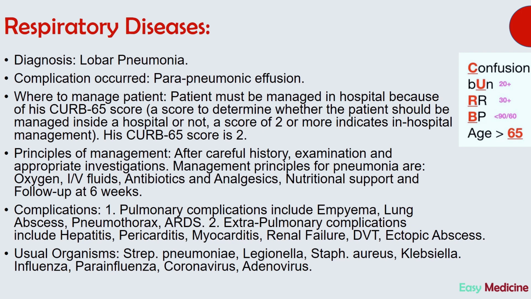So a CURB 65 score is to determine whether the patient should be managed inside a hospital or not. A score of 2 or more indicates in-hospital management, and our patient had a CURB 65 score of 2. CURB 65 stands for confusion, blood urea nitrogen more than 20 mg per deciliter, respiratory rate more than 30 per minute, blood pressure less than 90 systolic or less than 60 diastolic or both, and age more than 65. Each of these carries 1 point, and depending upon how many of these a patient has, his CURB 65 score is calculated by adding them together.